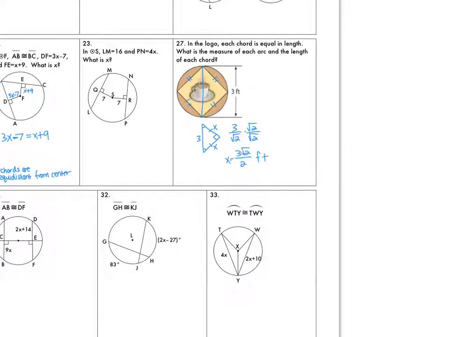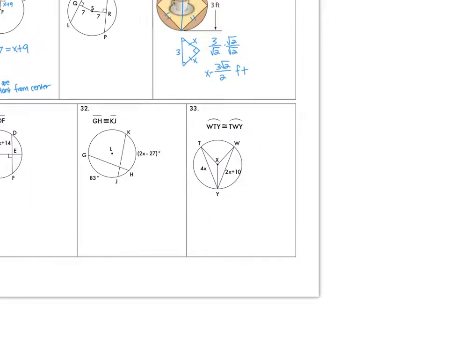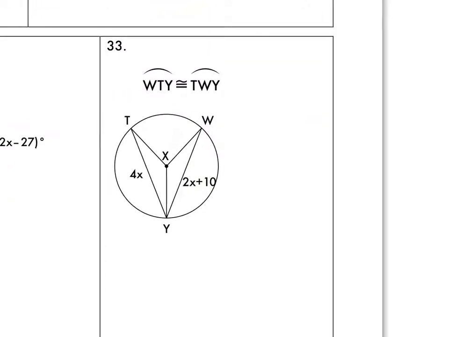Now we can look a little bit at 33. So we got two major arcs here. We know that WTY is congruent to TWY, and we are trying to solve for x. So if we look at the chords here, WTY is this guy, and TWY is this guy. And we know they're congruent.